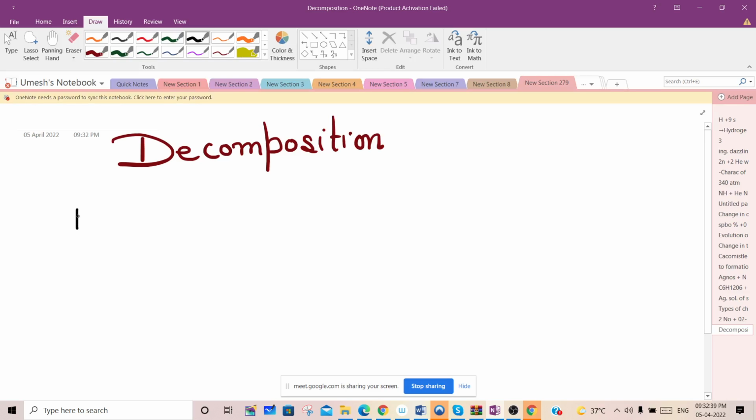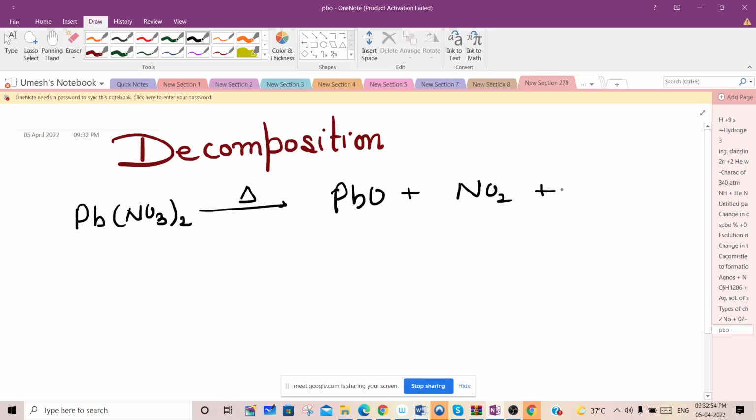For example, if I say I have lead nitrate, upon heating gives lead oxide plus NO2 plus oxygen. I'm writing the balanced equation here. What do you find? A single compound decomposes, breaks down into two or more products. Such type of reaction is called a decomposition. And here I am heating it, and that is why we call this a thermal decomposition.